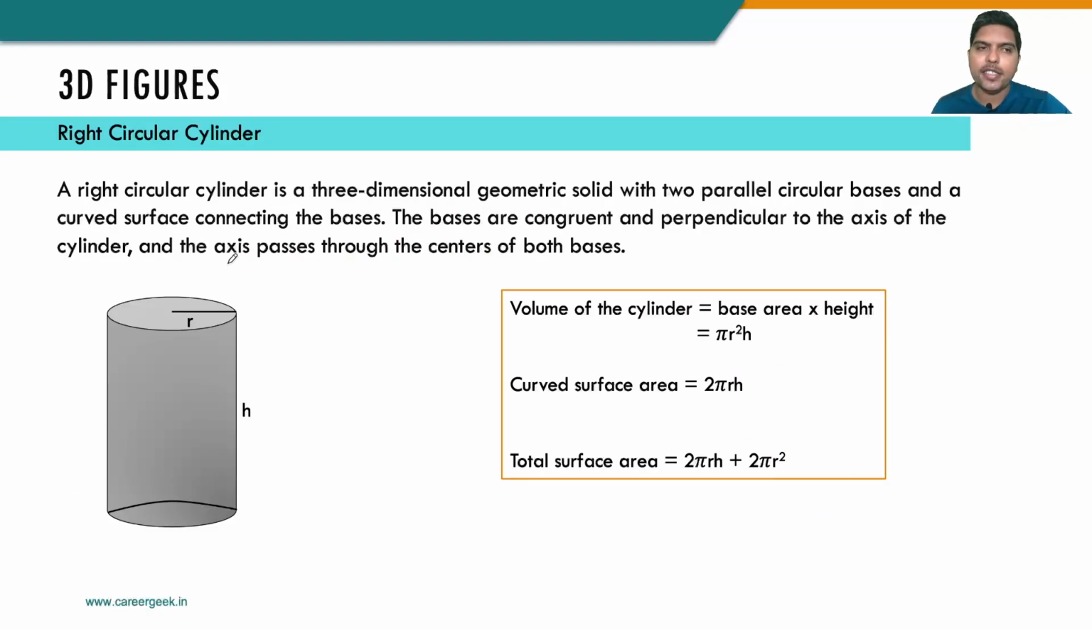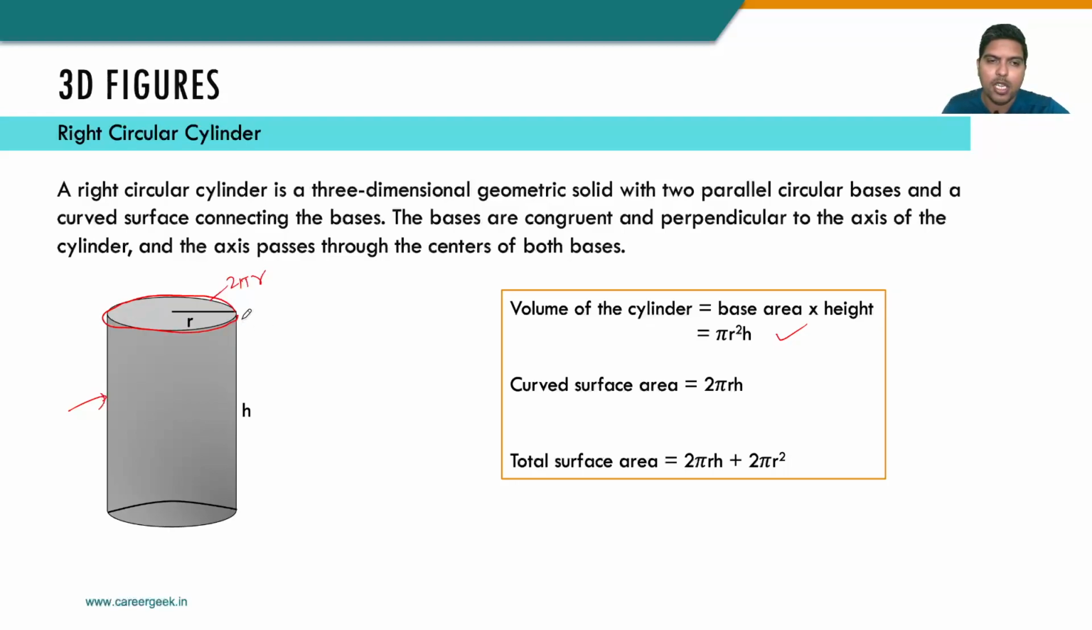Next, right circular cylinder. So all of us know what is a cylinder. Volume of the cylinder, base area into height. What is the base area? It's circle area, pi r square into height. Curved surface area. Curved surface area is the walls, right? The curvature of wall is the curved surface area. Now, this is the length of the curve, right? Which is circumference of that circle, which is 2 pi r.